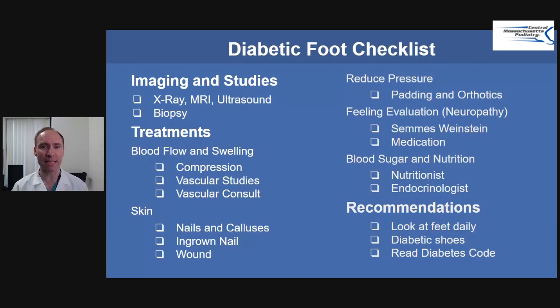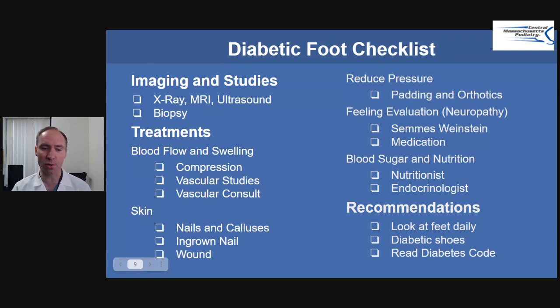And then basically, this is my diabetic foot checklist. So this is really how to prevent problems. If you have any issues, you should get an X-ray, an MRI, or an ultrasound. If there's any skin problems, you'd see a doctor possibly for a biopsy. And the main categories: blood flow. How is your blood flow? Are you having vascular studies? Do you need to see a vascular surgeon? Do you have to do anything with compression?